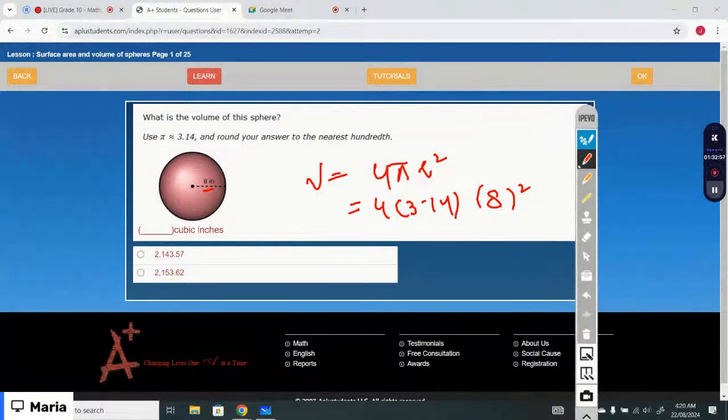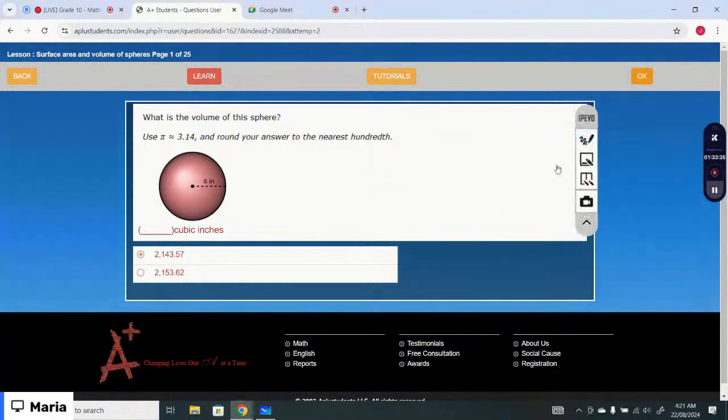So the calculations, the correct option is 64 times 4 times 3.14. The correct option is 2143.57. Option number 1 is the correct option.